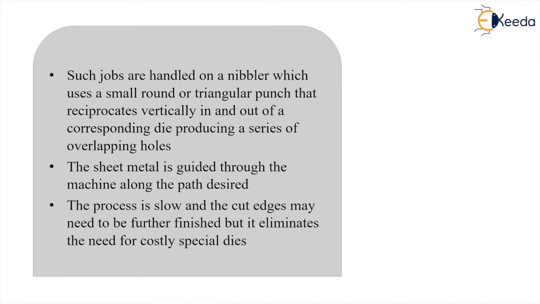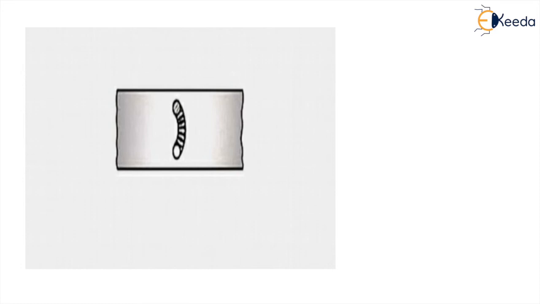The sheet metal is guided through the machine along the path desired. The process is slow and the cut edge may need to be further finished, but it eliminates the need of costly special dies. So this is the nibbler. See, this is one small punch, and we go on making the holes. We actually want this shape. So with small punches we are overlapping the small holes one over another and producing this shape. That is the nibbling operation.